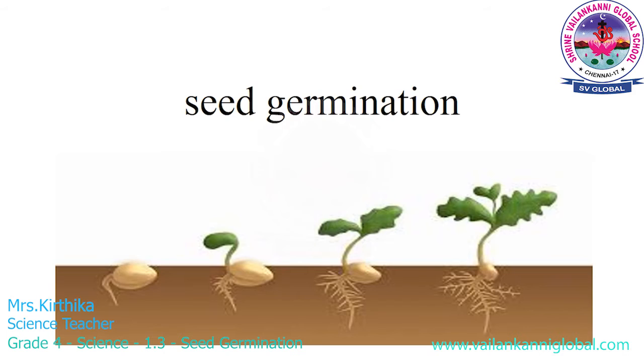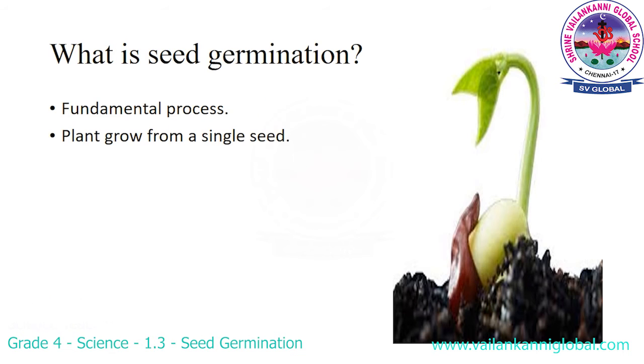In simple words, germination can be defined as the growth of a seed into a young plant or a seedling. What is seed germination? Seed germination may be defined as the fundamental process by which different plant species grow from a single seed into a plant. This process influences both crop yield and quality. A common example of seed germination is the sprouting of a seedling from a seed of an angiosperm or gymnosperm.